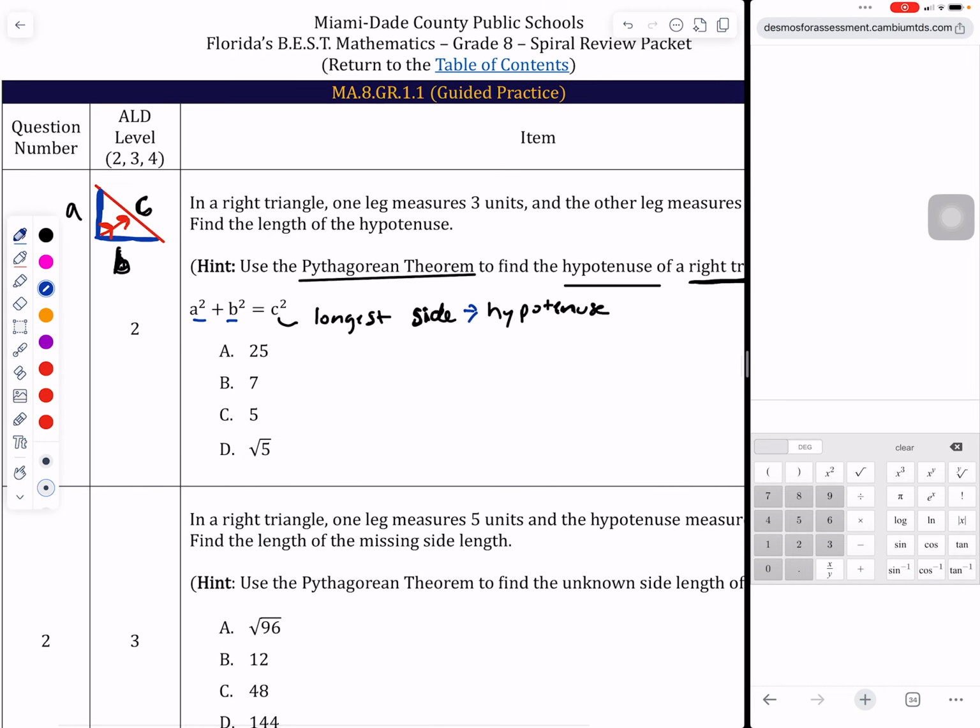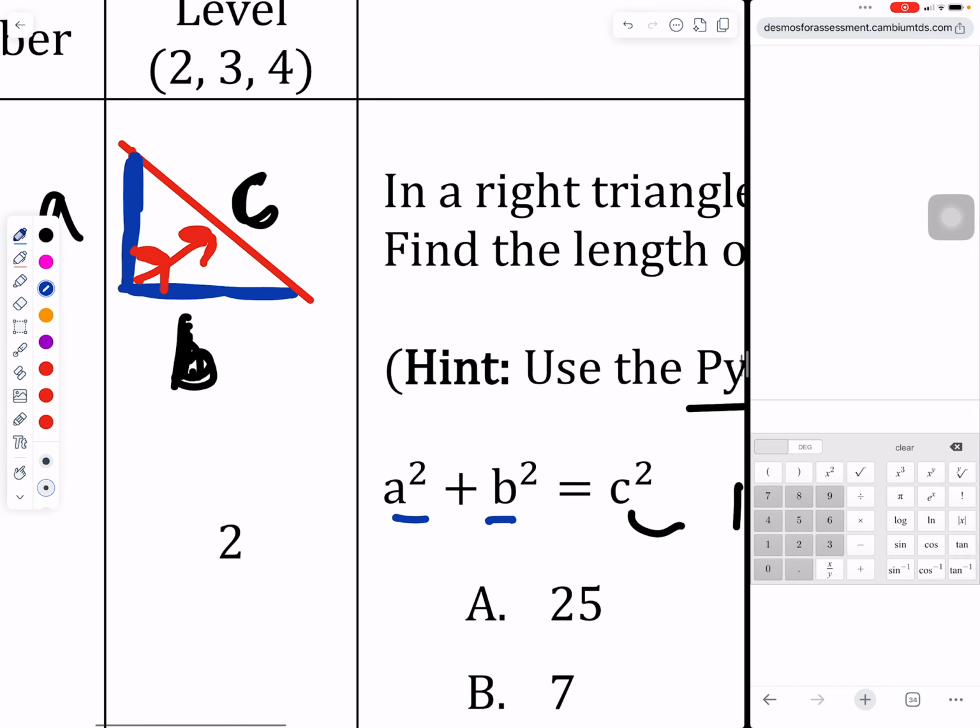Now, before we start, first we have to learn to identify the hypotenuse. So the hypotenuse is the longest side, is our C. And in a right triangle it is usually opposite of that 90-degree angle. You see the little square here.